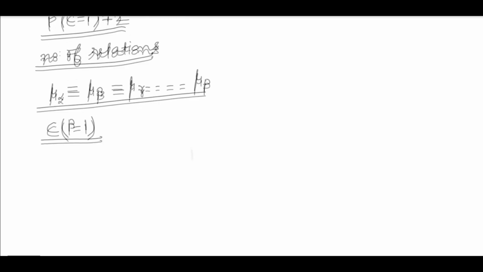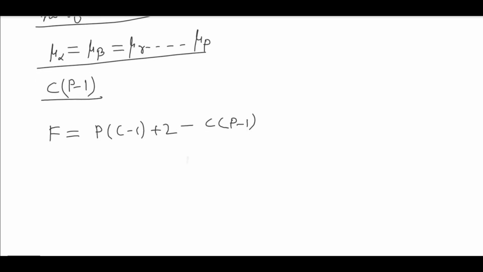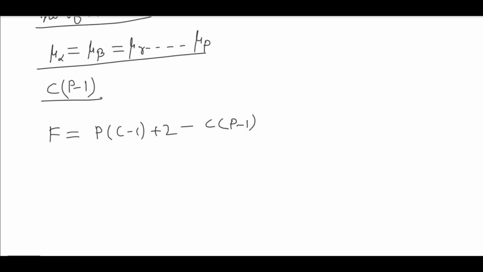Hence the degree of freedom F is equal to P times (C minus 1) plus 2, that is the number of variables, minus C times (P minus 1), that is the number of relations. On solving the equation, we get that F is equal to the number of components C minus the number of phases P plus 2. This is called the phase rule.